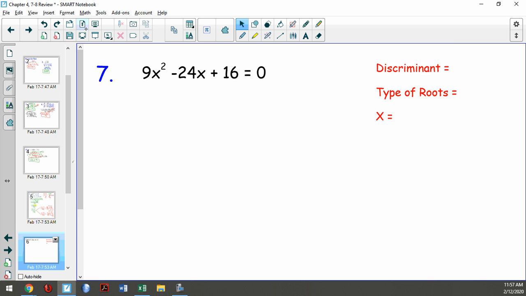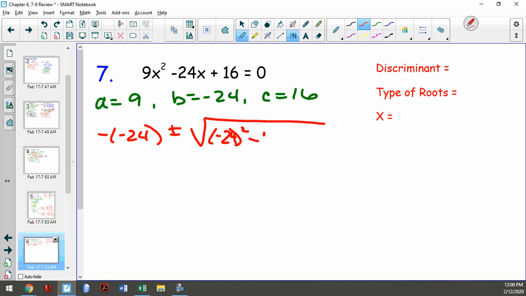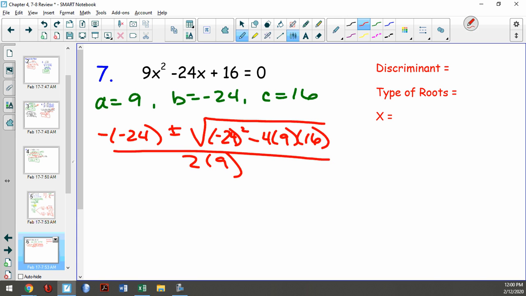Okay, go. Let's do it again. Different problem. Okay, I'm going to start. Okay, what is A? 9, B, and C. So we're going to have a negative times a negative 24 plus or minus the square root of negative 24 squared minus 4 times 9 times 16 all over 2 times 9.